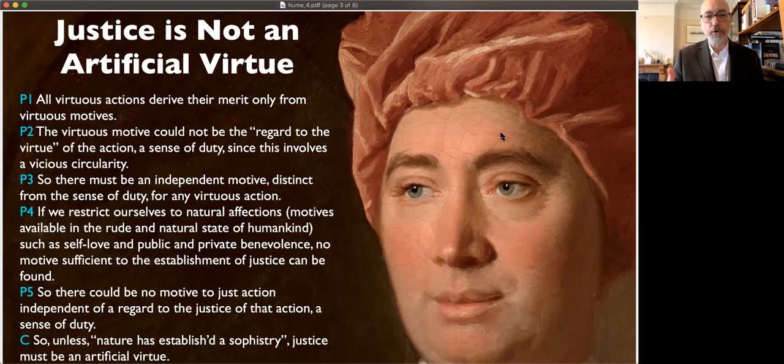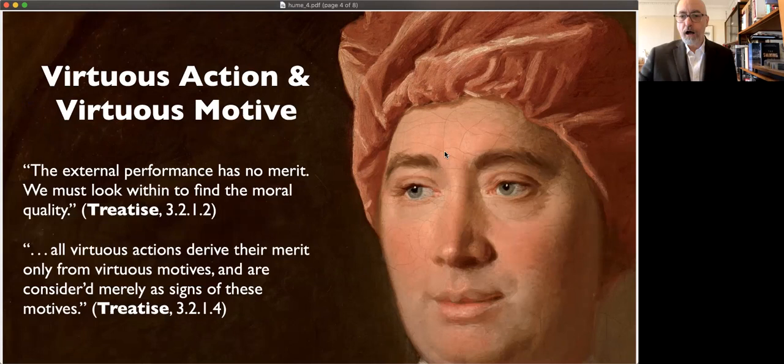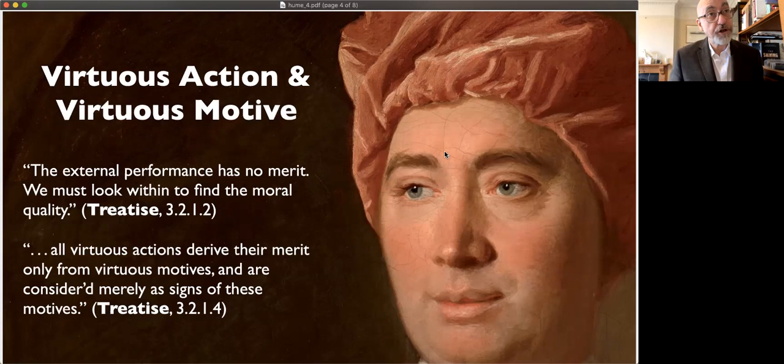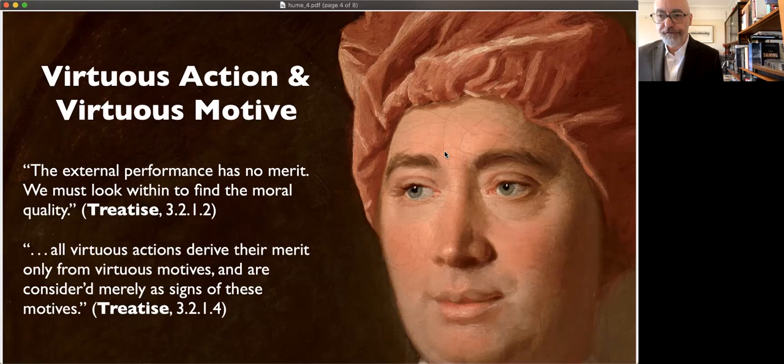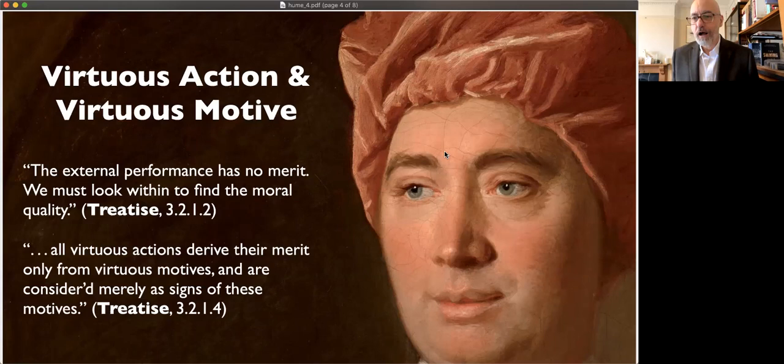So let's see. Now, we've seen that for Hume, the objects of moral evaluation are actions, sentiments, or character. Only those things can be virtuous or vicious. Other things cannot. Now, in this section, Hume's going to qualify this claim. To be sure, actions can be judged virtuous or vicious, but only derivatively, right? So an action is virtuous or vicious only if the motive is virtuous or vicious. The action inherits its virtue or vice from the virtue or vice of the motive or passion that prompted that action.